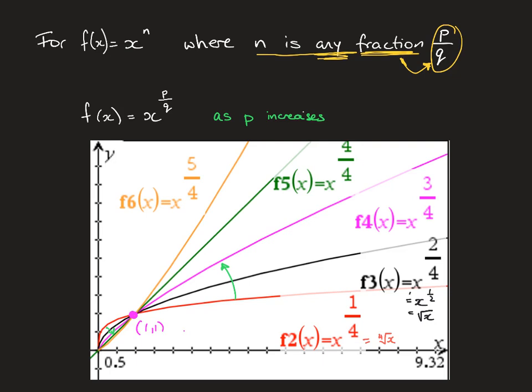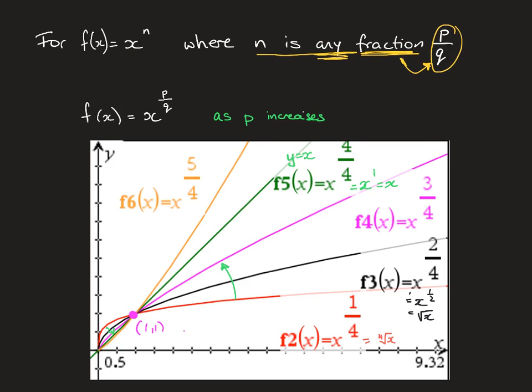Okay, so let's continue on. The green line that we've got here is x to the power of 4 over 4. So x to the power of 4 over 4 is in fact, of course, x to the power of 1, which is just x. So this is the line y is equal to x. So x to the power of 1.